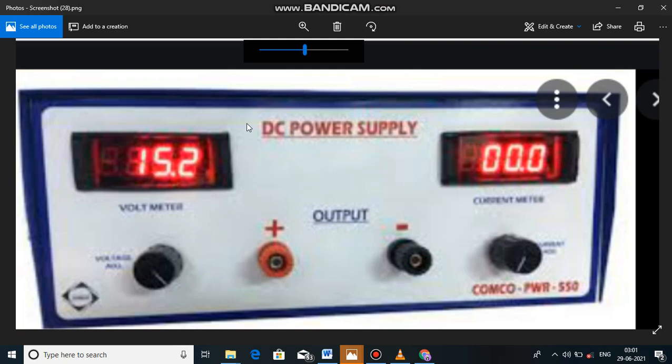This is the regulated power supply. As I said previously, you need an RPS for providing input to the circuit. For tuning the values, you will use this knob. Here you have to connect the wires. This is for positive and this is for negative. This is going to provide you the input. Here it will show the voltage value, and here it will show the current value.